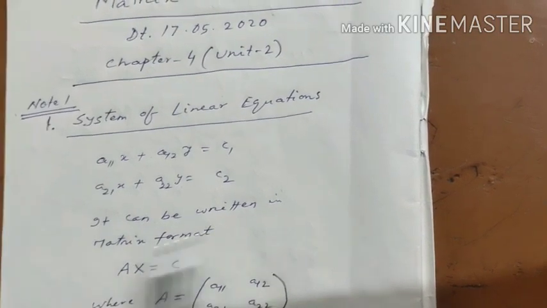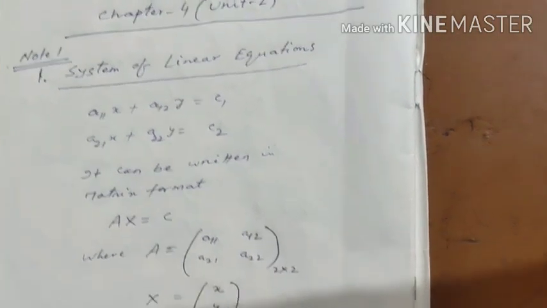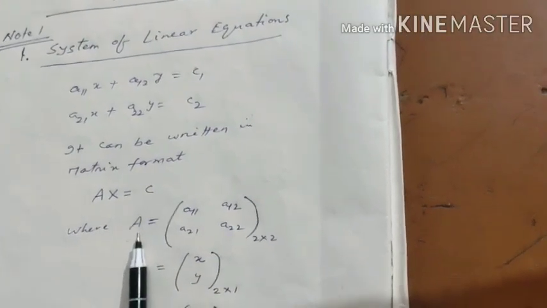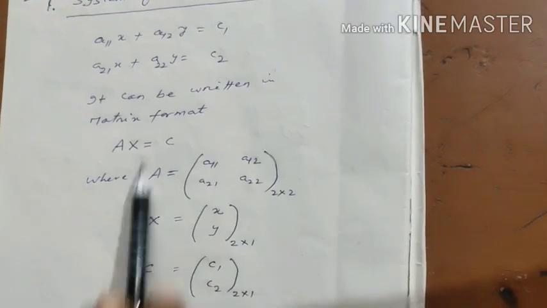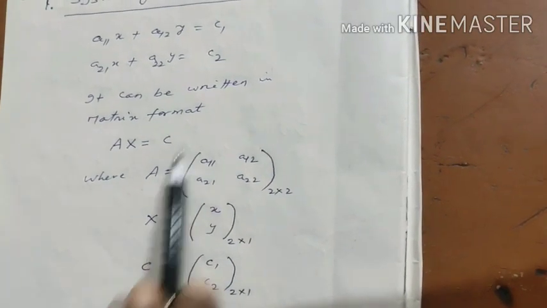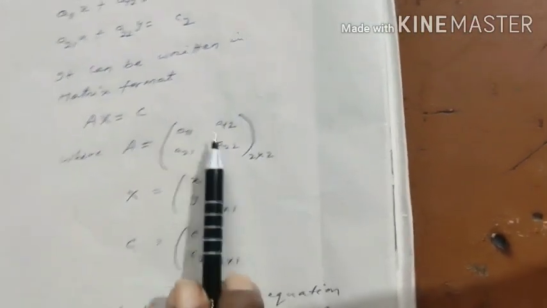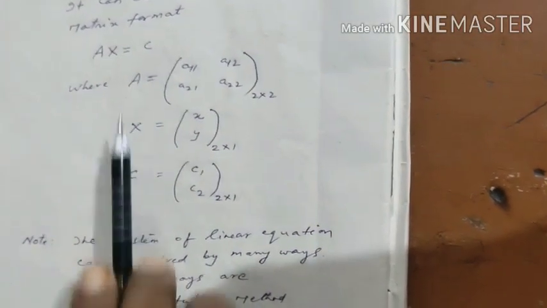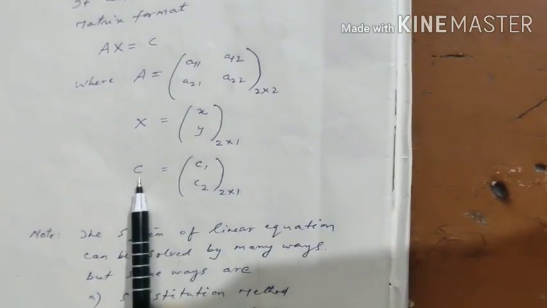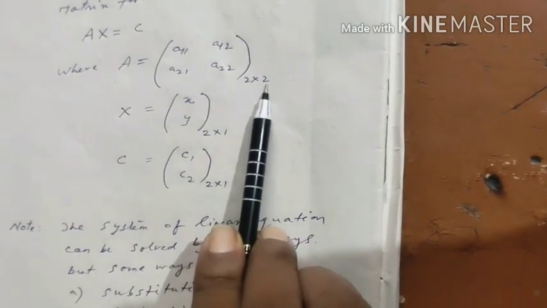It can be written in a matrix format, that is AX equals C. A equals how much? Now the coefficients of x and y can be arranged in this way, that is a rectangular array form: A11, A12, A21, A22. And X is what? Now x and y. And C is what? Now C1 and C2. A equals a 2 by 2 matrix.